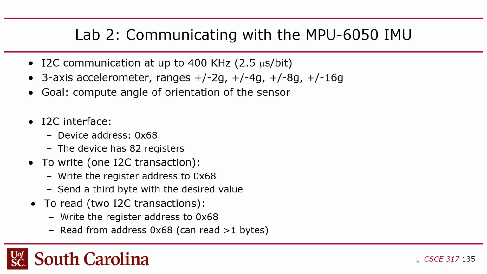So if I want to write to a specific register, I start a new transaction. I set the address, which is the first byte, to 68, and my read-write flag is 0, right? Then, in the second byte, I send the address of the register on the device that I want to write to. And then in the third byte, I send the data I want to write. You guys with me? Okay, so for reading, to do a read, you need two separate transactions.